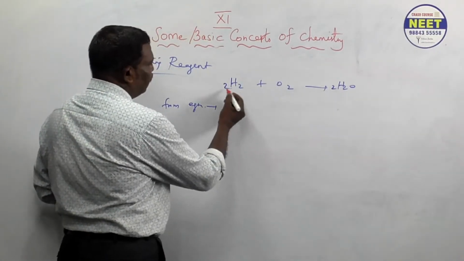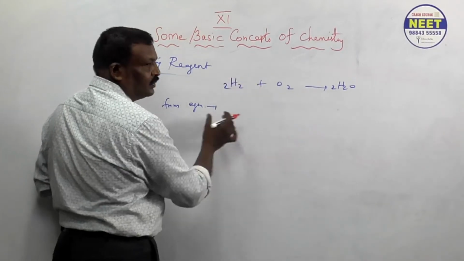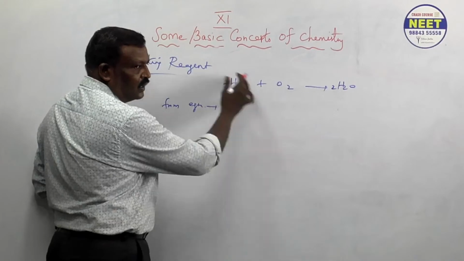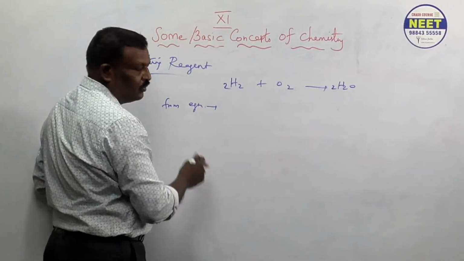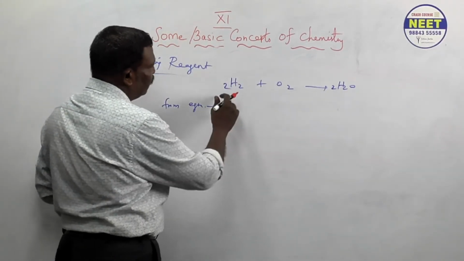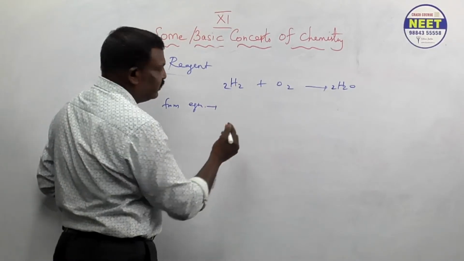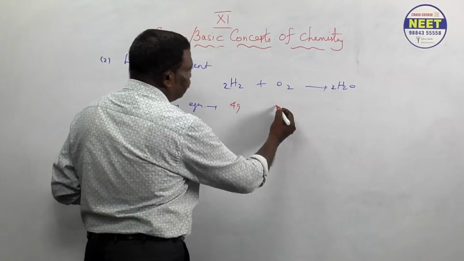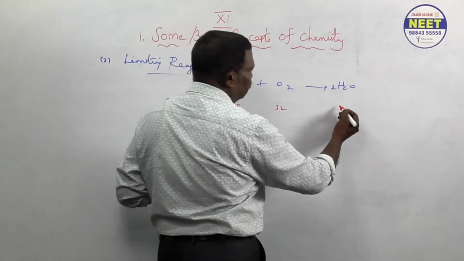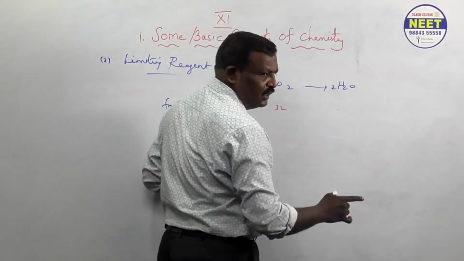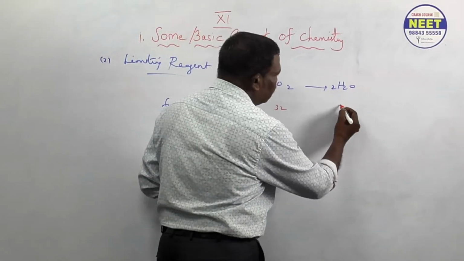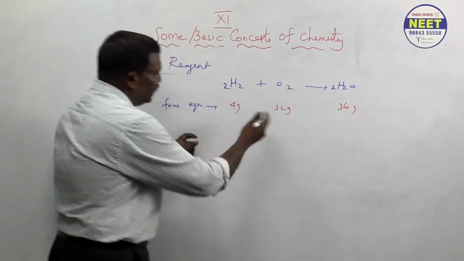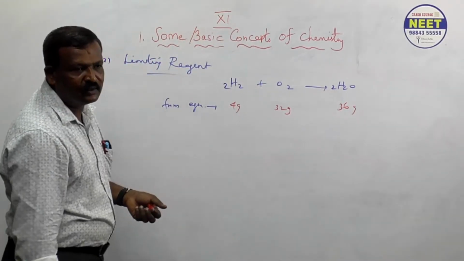Tell me, how many grams? How many hydrogen totally? 4 hydrogen, yeah. 1 hydrogen, 1 gram. So here 4 gram. 1 H2O, 18. 2 H2O, 36. Understood? So these are the information we are getting from the equation.